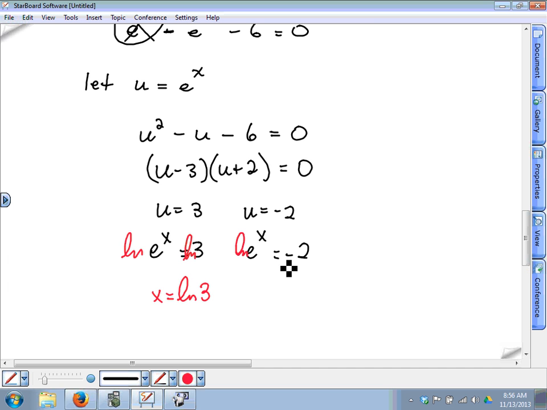Do the same thing over here. So x is equal to the natural log of negative 2. Uh-oh. Did you guys hear that? This one's no good. So the only answer is x equals natural log of 3. That's called u substitution. We'll do a little bit of it here in this class, but a lot of it when you're doing integrals next year in calculus.